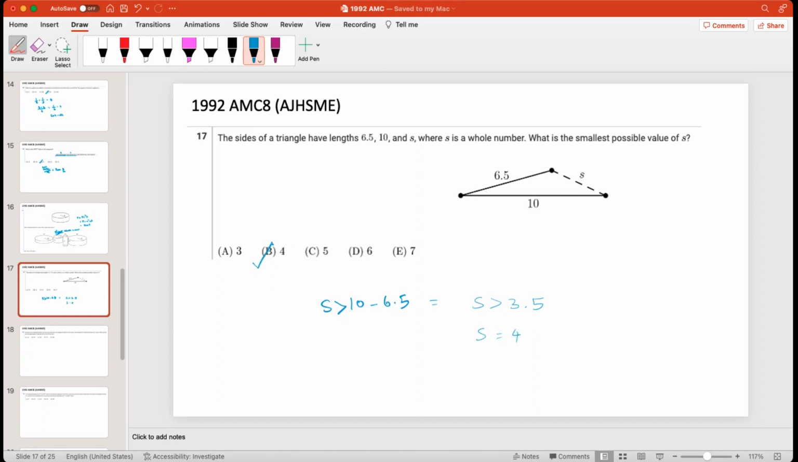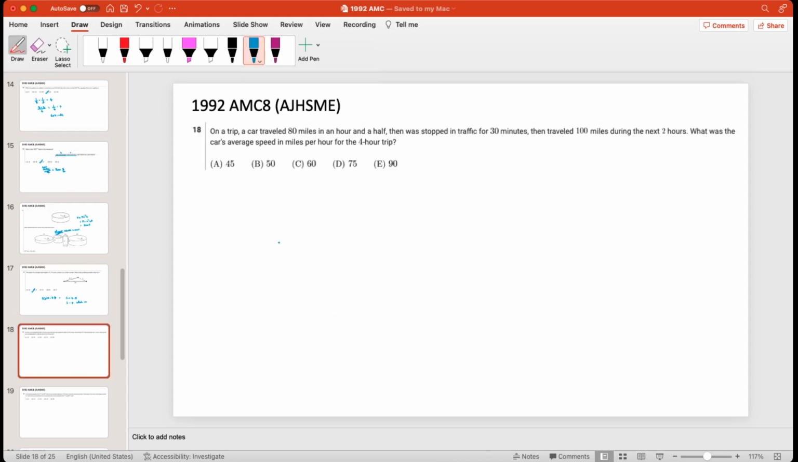Just answer option B, because it's a whole number. That's what we want. Okay. So the theorem says that the sum of two sides is always greater than the third side. That's what it is. And the difference of two sides is lesser than the third side. So the third side is greater than the difference of these two sides. Going to the next question.